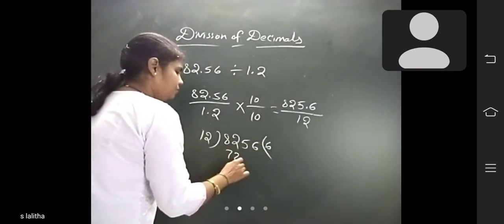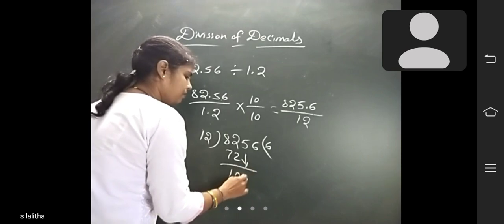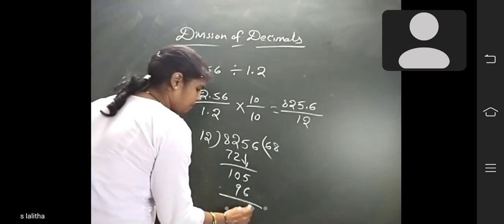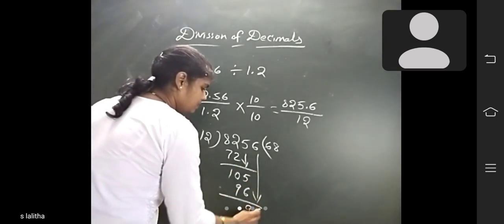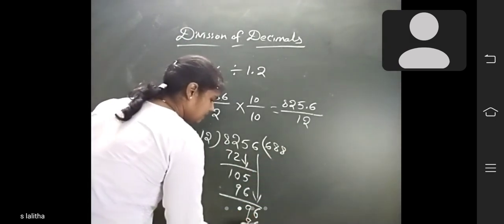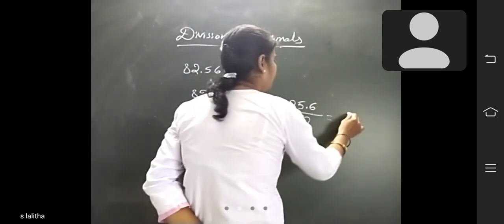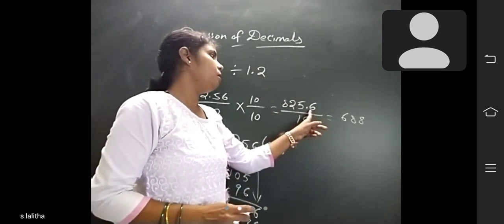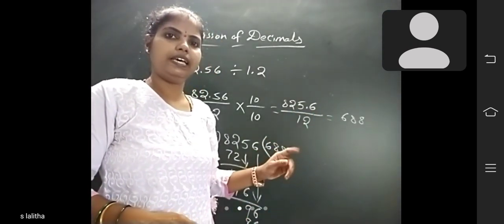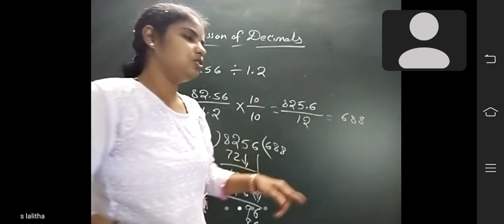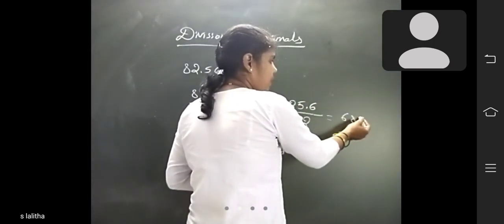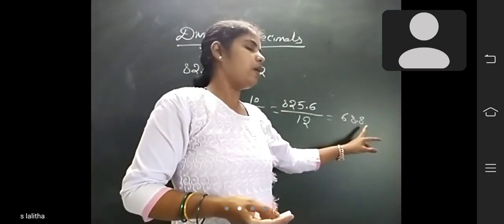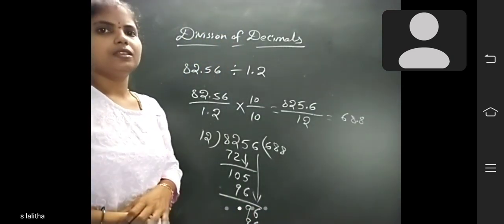12 6s are 72, 105, 12 8s are 96, 15 minus 6, how much? 9, bring down 6, 12 8s are 96. What is the answer we'll get? 688. Okay. Now in the numerator, how many decimal points are there? Decimal point after 1 digit. So you have to put the decimal point 1 digit from the right side to the left side. What is the answer now? 68.8. Did you understand now?